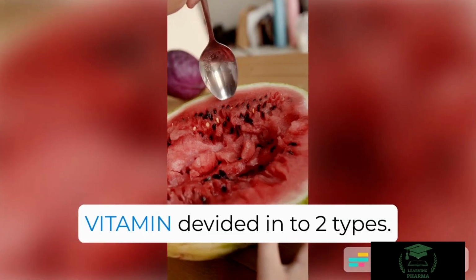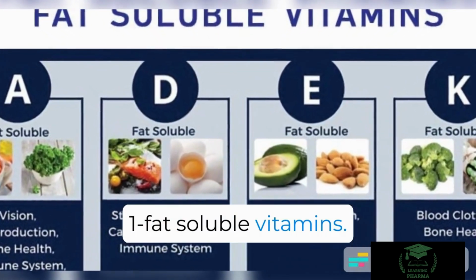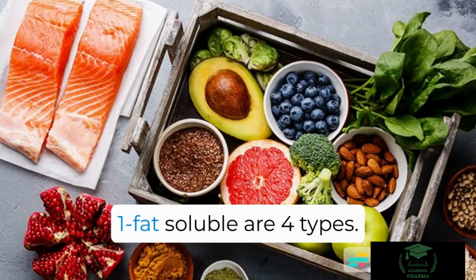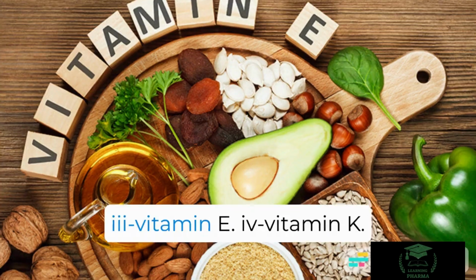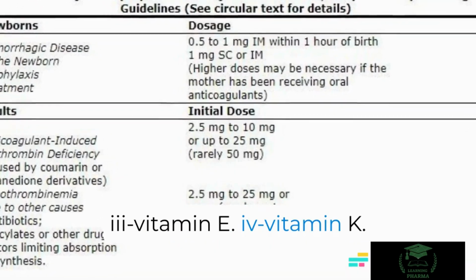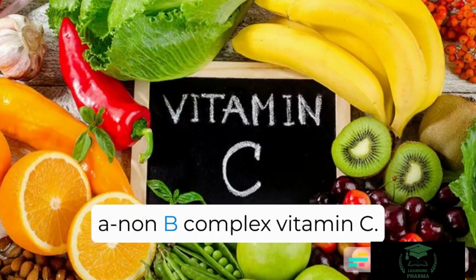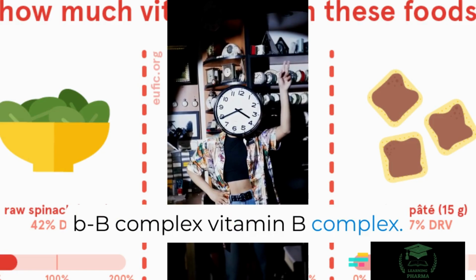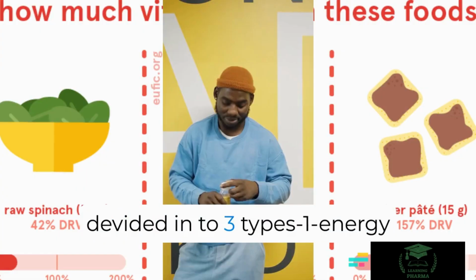Fig. 4.10. Vitamins are divided into two types: 1. Fat-soluble vitamins. 2. Water-soluble vitamins. Fat-soluble vitamins are 4 types: vitamin A, vitamin D, vitamin E, vitamin K. Water-soluble vitamins are 2 types: vitamin C, and B complex. B complex vitamins are divided into 3 types.